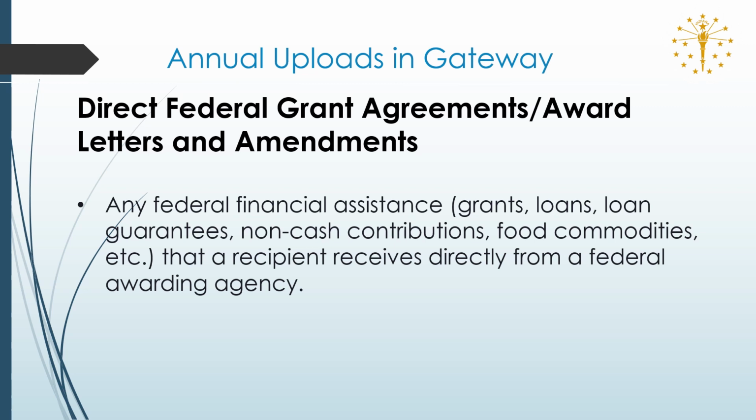Direct federal grant agreements, award letters, and amendments initiated during the year would include any federal financial assistance, grants, loans, loan guarantees, non-cash contributions, food, commodities, etc. that a recipient receives directly from a federal awarding agency. If you do not have any federal grants or grant agreements during the year, nothing would be uploaded in this section.